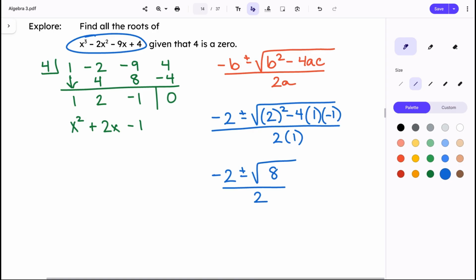All over 2. We can't really square root 8. It could be simplified, though. Like your calculator can simplify the square root of 8 for you. What does it become? 2 square root of 2, all over 2. There's a lot of 2's flying around in this problem.